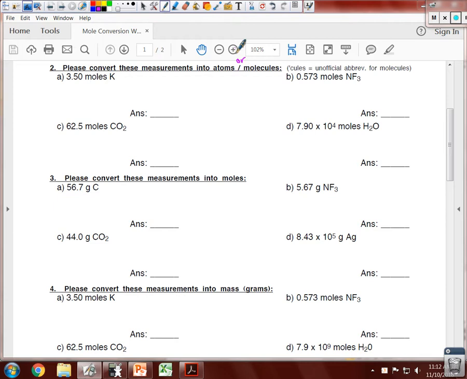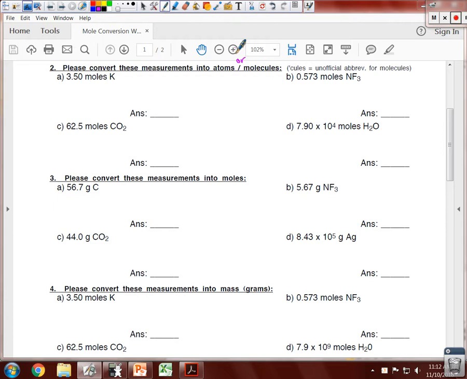At the end of this question, in the parentheses, it says apostrophe cules is an unofficial abbreviation for molecules. I'm 100% okay if you do that. In fact, that's how I always do it. So if you want to write cules, that is 100% acceptable. In fact, it's encouraged. All right.